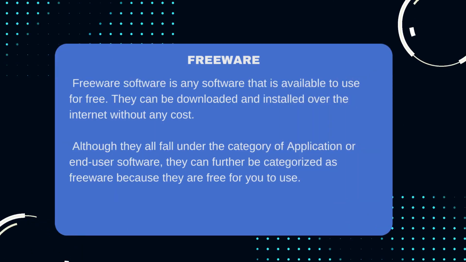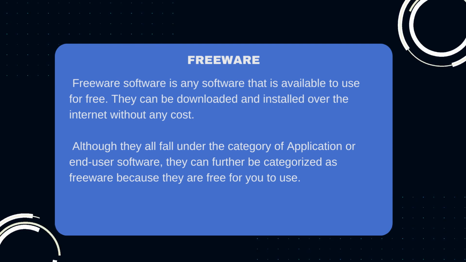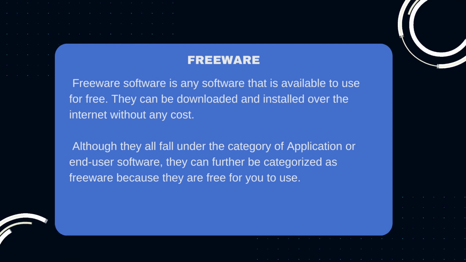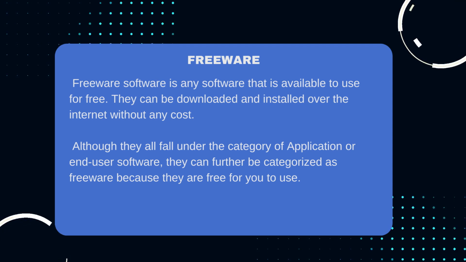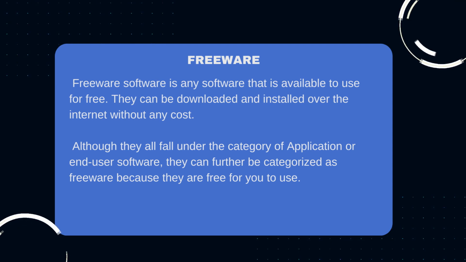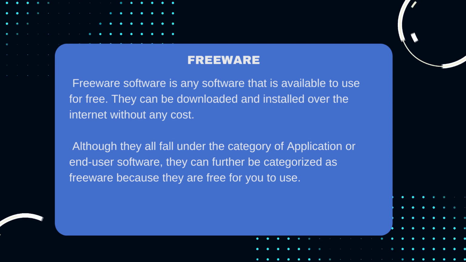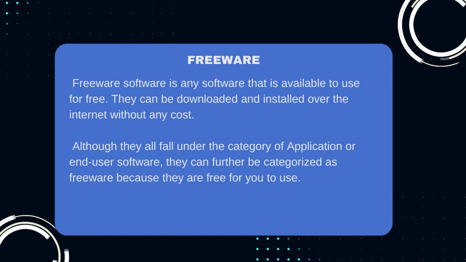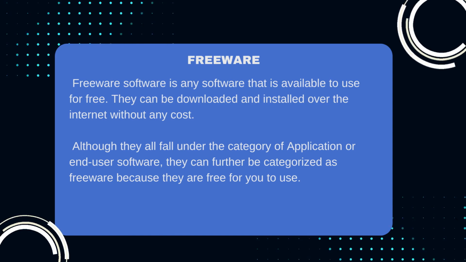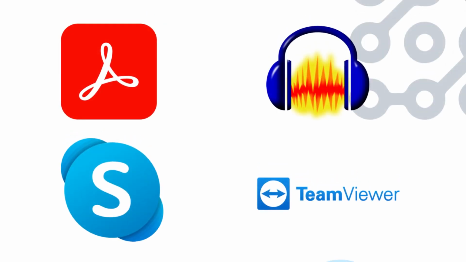So first, we have freeware. It is software that is available to use for free. They can be downloaded and installed over the internet without any cost. Although they all fall under the category of application or end-user software, they can further be categorized as freeware because they are free for you to use. Examples: Adobe Reader, Audacity, Skype, and TeamViewer.